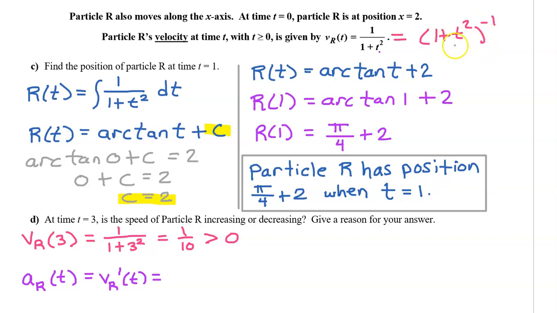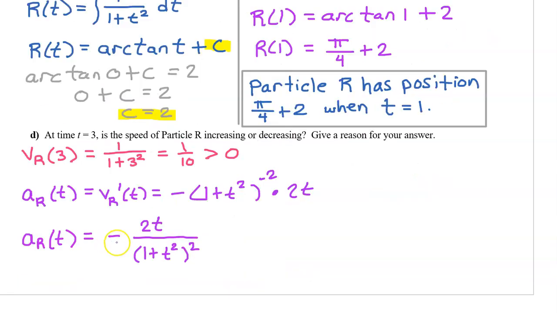So I'm just going to use the chain rule. When I take the derivative of this, the negative 1 will come out in the front, and this will become the negative 2 power, and I still have 1 plus t squared on the inside. But with the chain rule, I now will multiply by the derivative of the inside, which is 2t. Simplifying this a little bit, we get negative 2t over 1 plus t squared, squared.